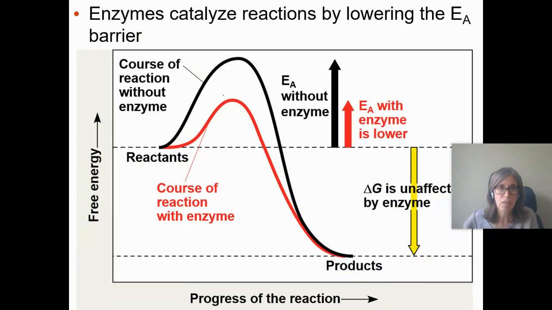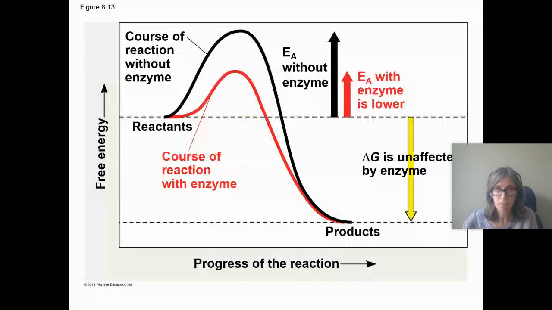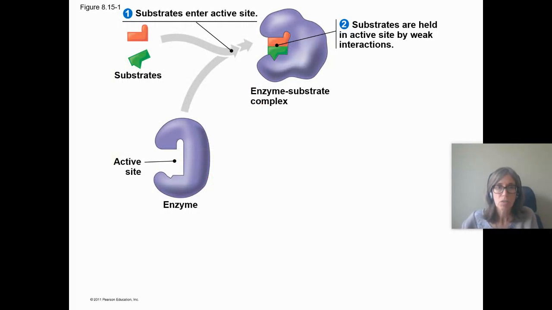Okay, so here's an enzyme catalyzed reaction. Notice that the activation energy is lower when you have the enzyme, but that the free energy is unaffected. Okay, enzymes don't affect the free energy. They just make the whole thing happen faster because the activation energy is lower. Okay, so a couple of vocab words, and what does this actually look like?